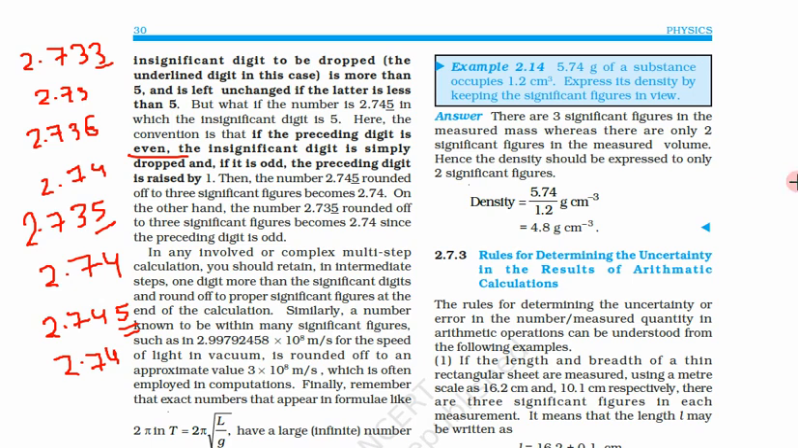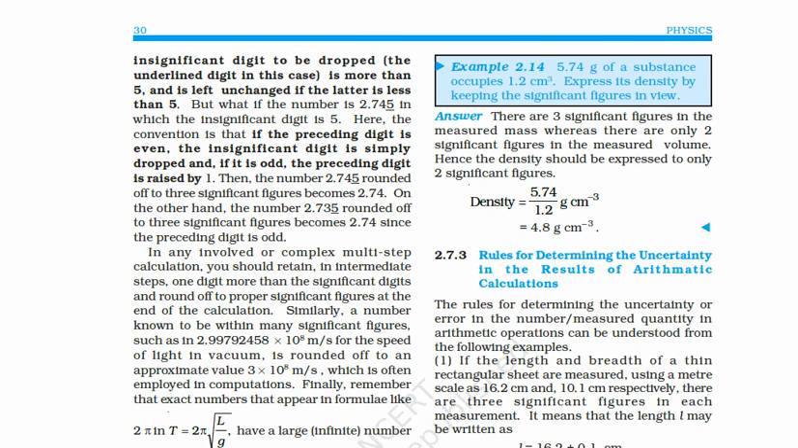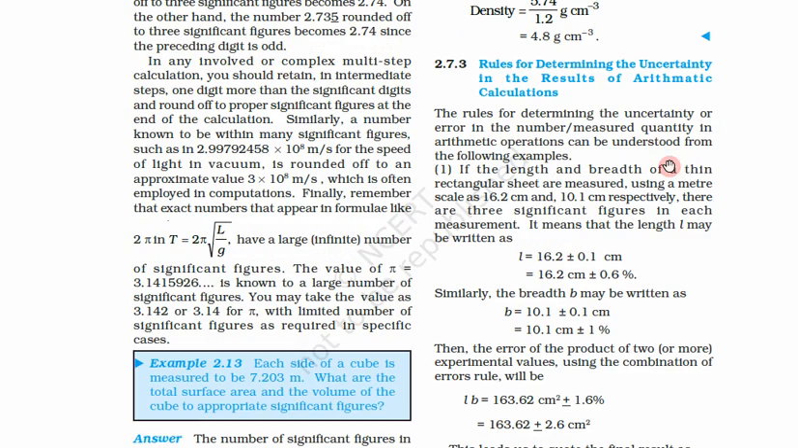So these are the rules related to significant figures and rounding of numbers. Now there is a note. When we use a multi-step calculation, when there are many steps in the calculation, we must retain at least one digit more than the significant digits.